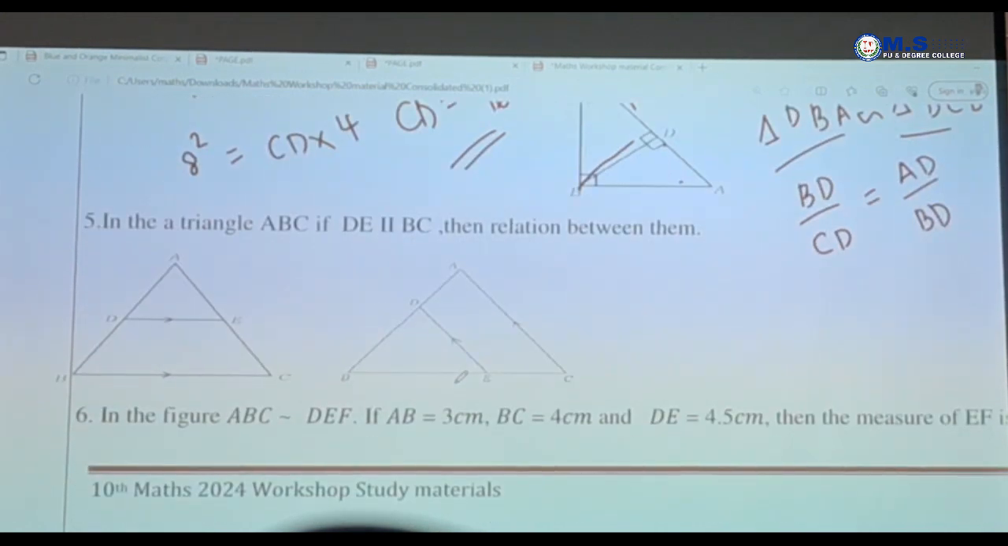Next, in a triangle ABC, if DE is parallel to BC, what is the relation by using the basic proportionality theorem? AD by DB equals what? AE by EC. Can you write the relation of this one more time? Try. DB by AD. Next, DB by EC.